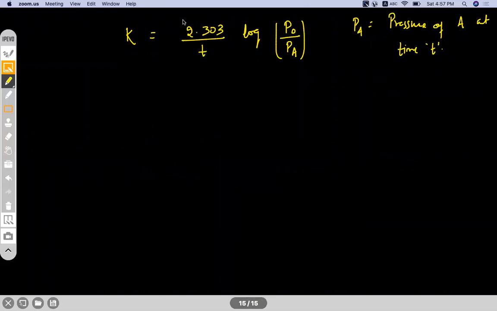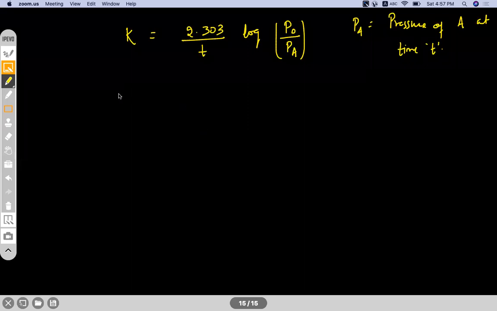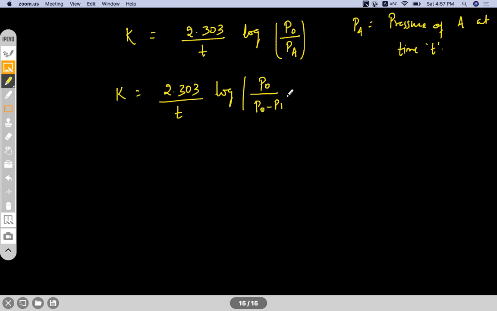So this is the expression we have, pressure of A at time t. So PA, we know it is P0 minus P1, correct? PA is equal to P0 minus P1. Okay, so K is equal to 2.303 by T log of P0 by P0 minus P1. Because P1 is the partial pressure, right, of B and C.